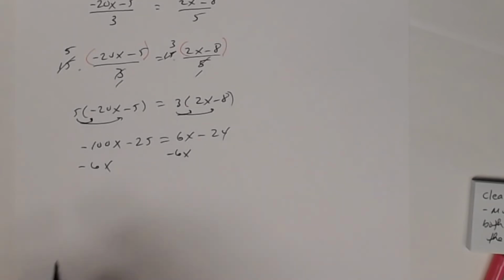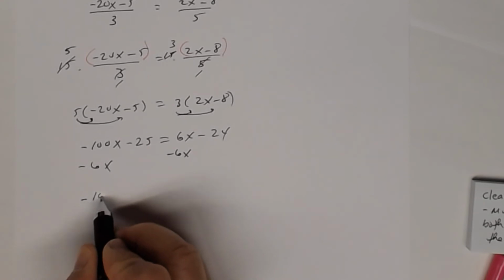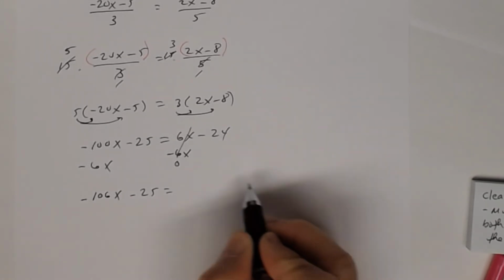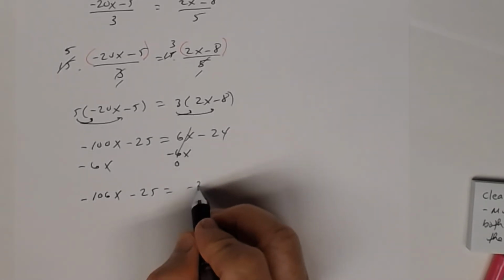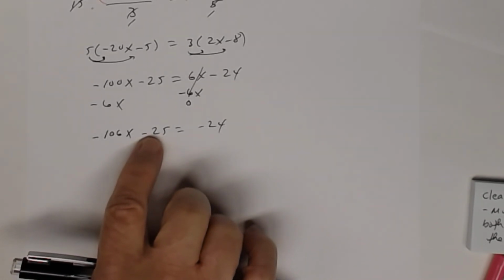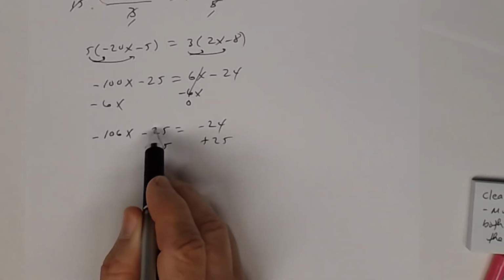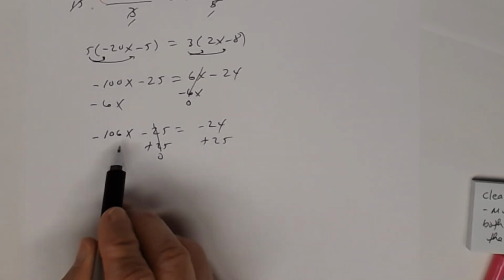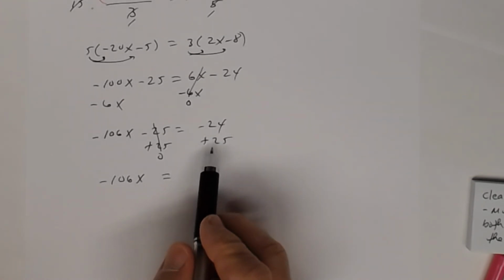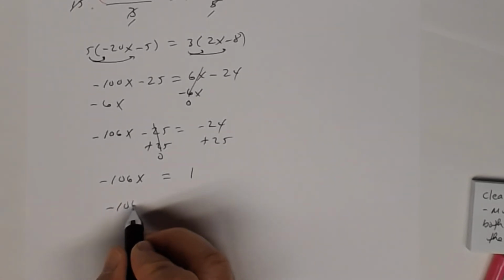Now when I combine my like terms, a negative 100x and a negative 6x is a negative 106x. Minus 25 equal, these are opposites, so I get 0. 0 and a negative 24 is a negative 24. All right, right now I'm subtracting 25, so I have to do the opposite, which is to add 25 to both sides. And so when I combine like terms now, these are opposites, I get 0. So I get a negative 106x equal a negative 24 and a positive 25 is a positive 1.